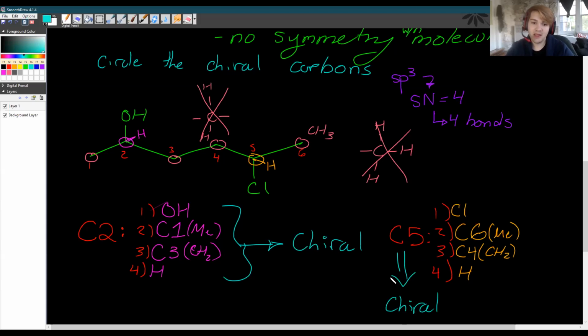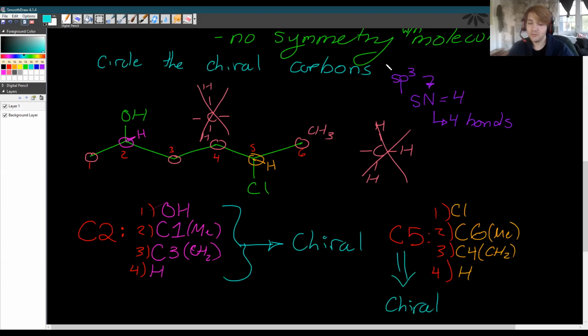All right. And so just because you have a chiral center does not mean that your molecule overall is chiral. If you go back to the other session that we talked about, if you have any kind of symmetry going on in your molecule, that means that you don't have a chiral molecule. You may have chiral carbons, but the molecule as a whole is achiral. Okay, so it's an important distinction that we're talking about.